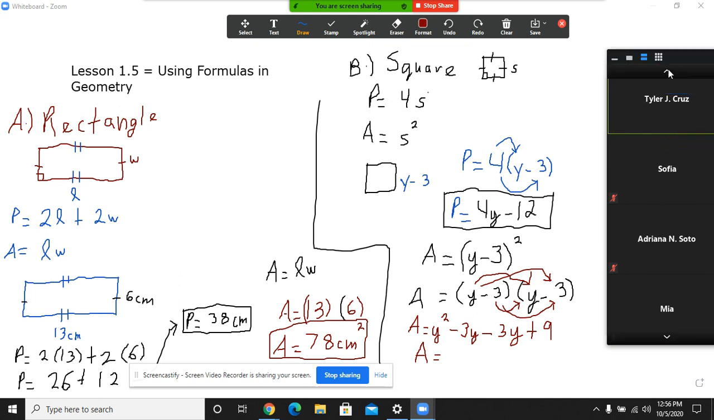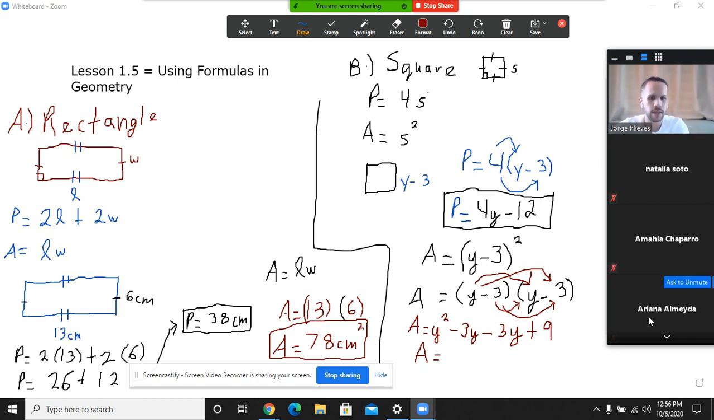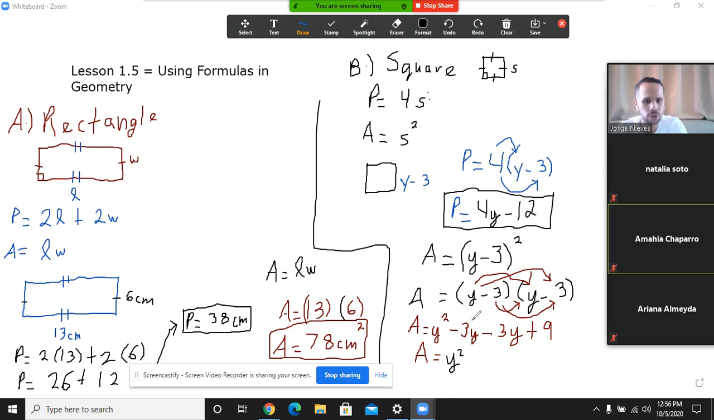Gente, ¿verdad? Los like terms, 3y, exacto, -3y. So we're going to add -3y, -3y, okay? Because we're going to add them because they have the same sign. So at the end, it's going to be y squared. Nothing happens with the y squared, but we're going to add those two numbers because both of them are negative. So it's going to be -6y, okay? And we just drop the 9. So the final answer is going to be y squared minus 6y plus 9, okay?